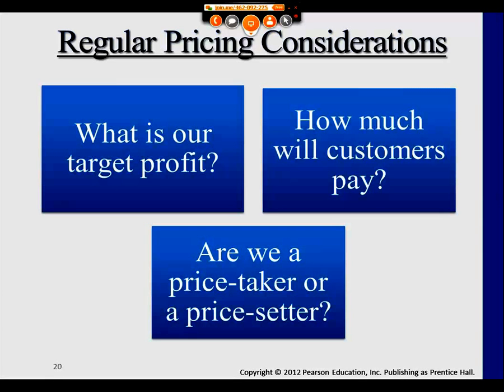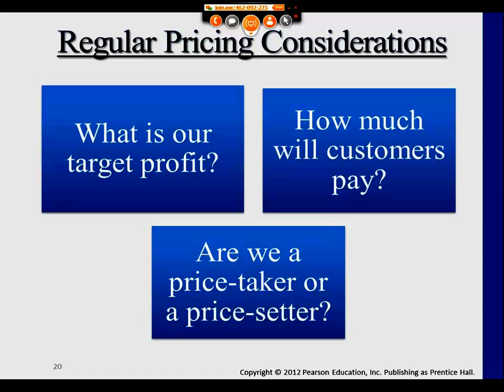Our managers are going to always start with three basic questions, which are: what is our target profit, how much will customers pay, and are we a price taker or a price setter? So with the first question, what is our target profit, we're going to want to understand how this is affecting our stockholders. Because if you noticed, once the company is not hitting the target, for some reason the stock is going down.